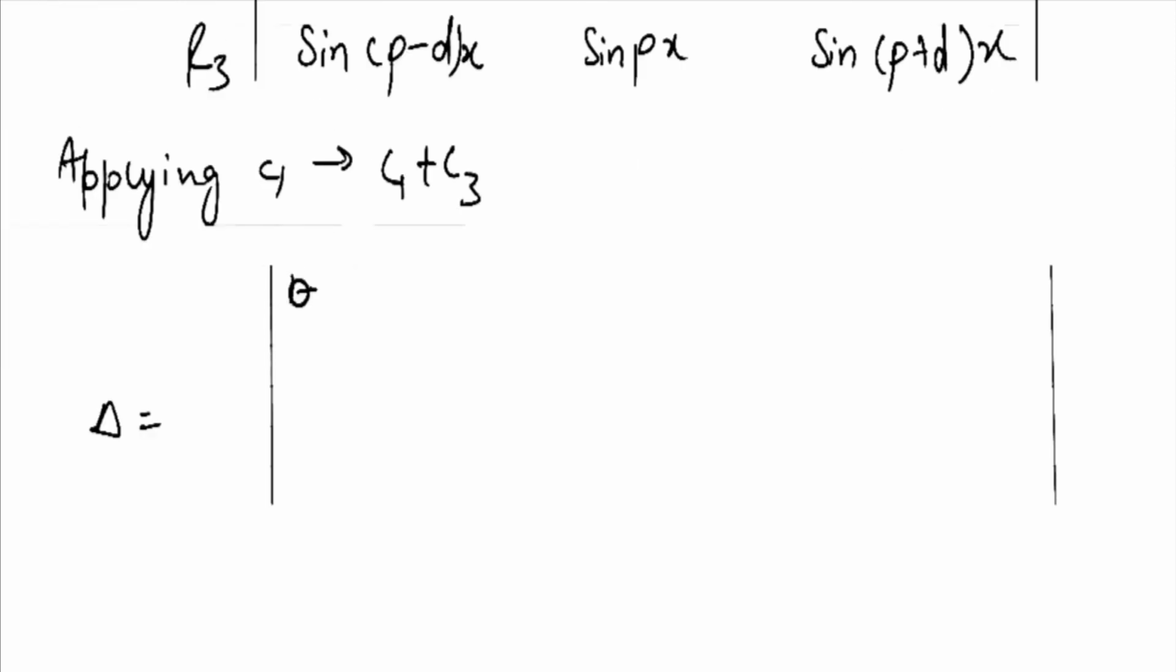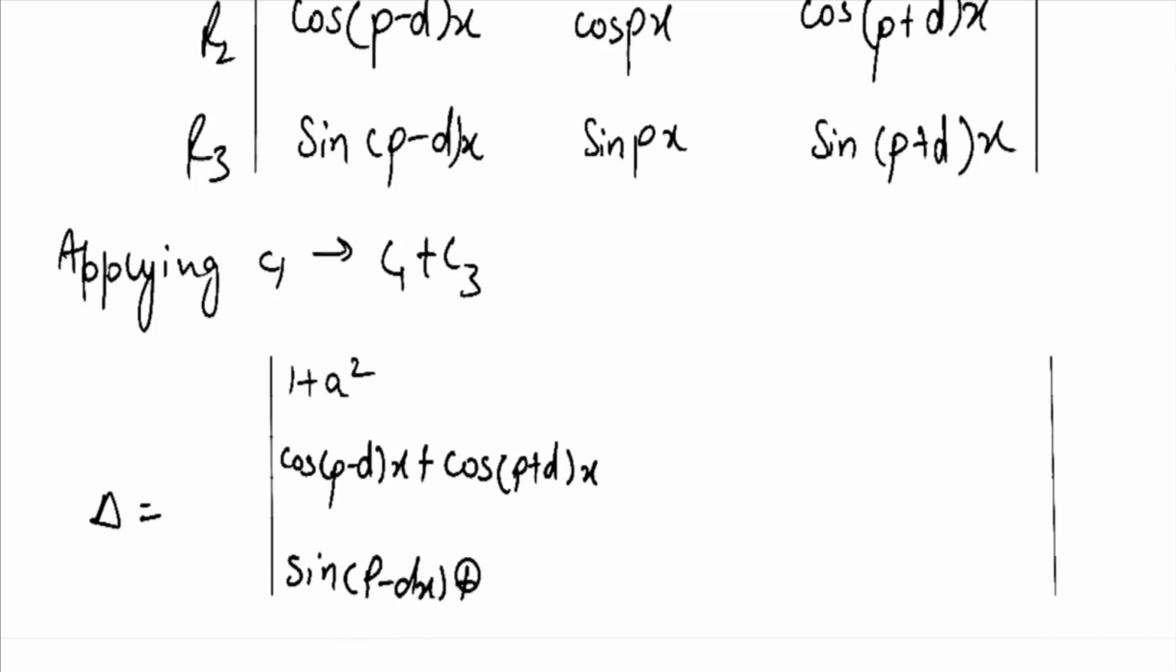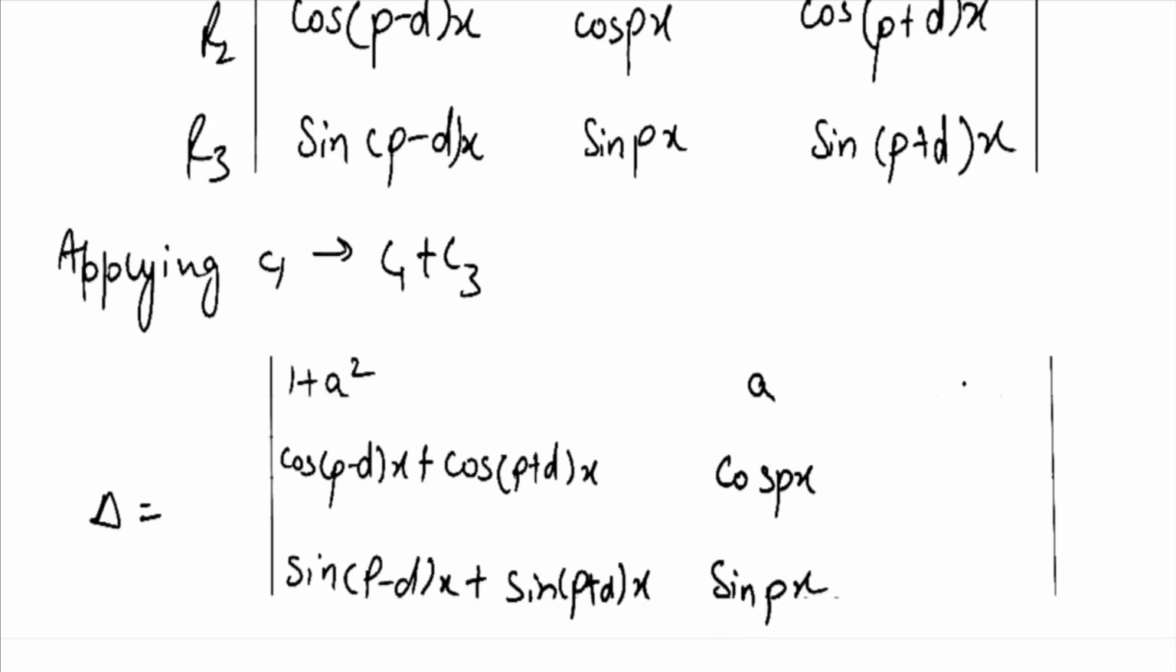1 plus a square, and cos(p - dx) plus cos(p + dx), and the third one is sin(p - dx) plus sin(p + dx). The other will be the same: sin px, a square, cos(p + dx), and similarly sin(p + dx).